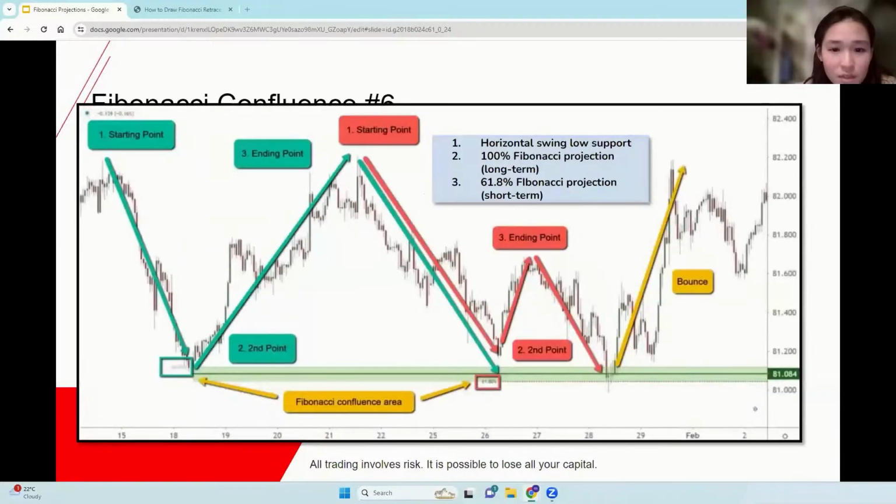Okay, in this example, we have a swing low support over here and one long-term 100% Fibonacci projection that is in line with another short-term 61.8 Fibonacci projection. So that makes a strong confluence area over here where price bounced off at 81.084. Okay, so you can see price bounced off after this 61.8% Fibonacci projection lined up with another Fibonacci projection.